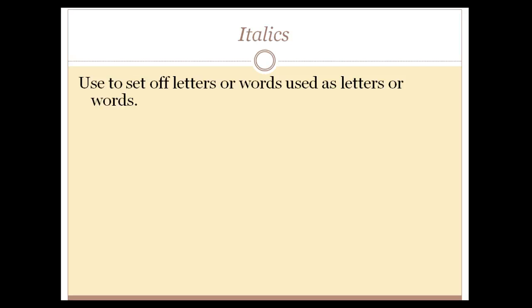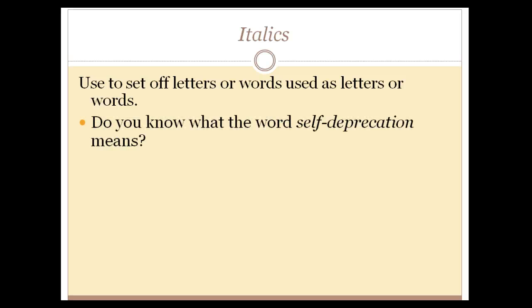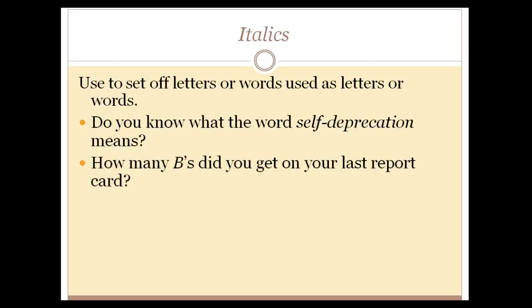For italics, we use italics to set off letters or words that are used as letters or words. So when we talk about the number of A's on your report card, then you actually might want to use the A italicized and then apostrophe S. We're talking about a word kind of as a word, meaning definitions, context, that sort of thing. Then we might throw something in like, do you know what the word self-deprecation means? Self-deprecation here is a word, we're talking about it as the word itself, not in describing someone or something. Or how many B's you got in your last report card.